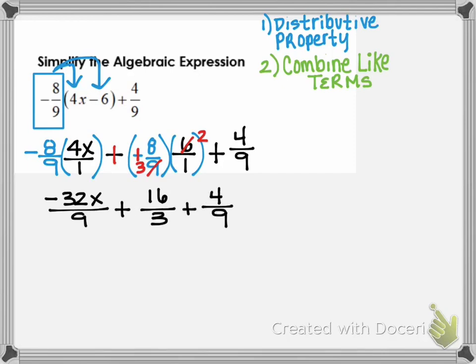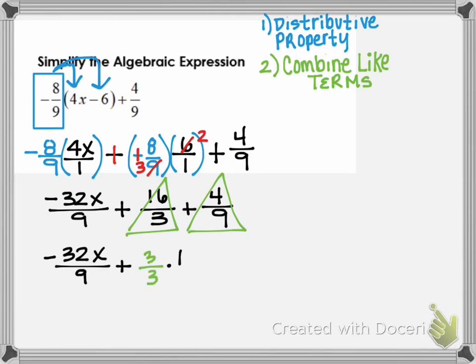I've finished distributing, now I'm ready to combine like terms. The first term, the -32x over 9, is a variable term. The last two fractions are constants, so I can only combine 16/3 plus 4/9. In order to do that, I need a common denominator. So I have -32x over 9 plus 3 over 3 times 16/3, and then plus the 4 over 9. So I have to multiply 16/3 by 3 over 3 before I can combine it with the 4/9.